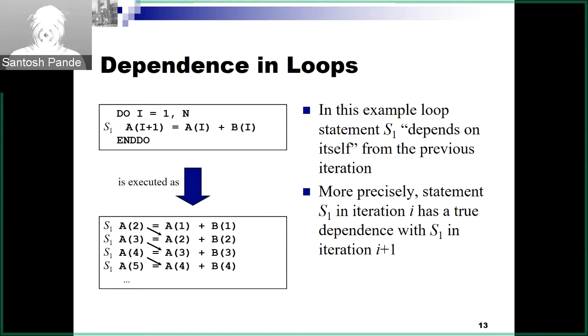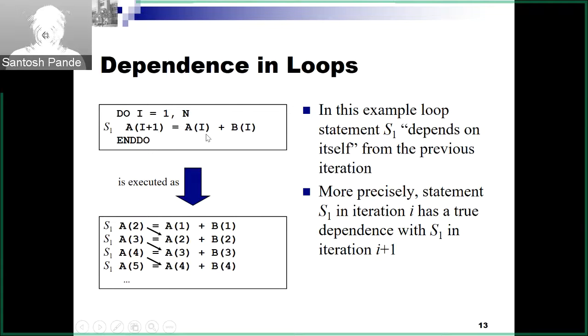And so there is a cross-iteration flow dependence. Many times the dependencies could be there, but they could be within a statement. For example, if this were a of I equal to a of I plus b of I, then a of I would be read first within a given iteration, then added to b of I, and in the same iteration overwritten on the left-hand side.